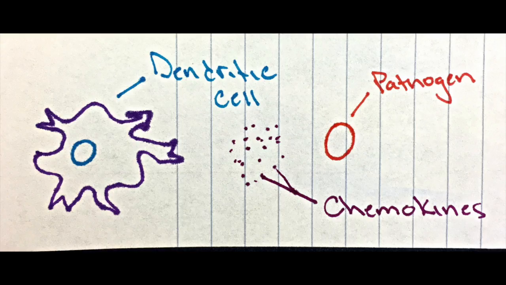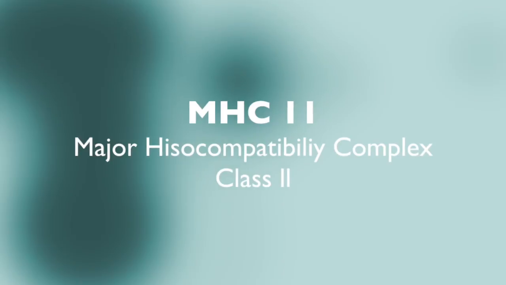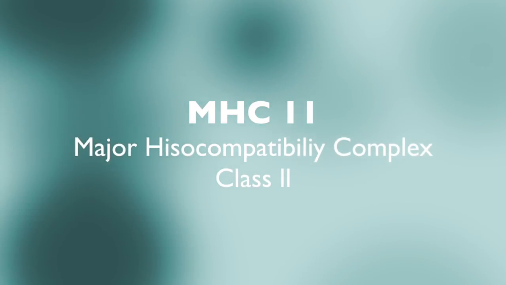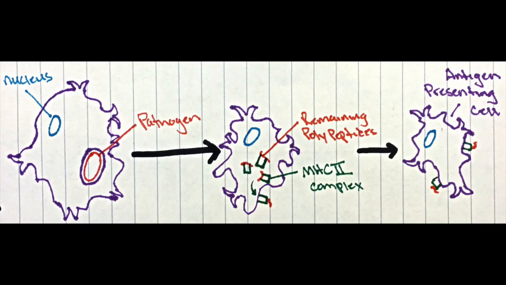A dendritic cell, a class of phagocyte which has been created through clonal selection, is drawn to an area of infection by the release of chemokines from damaged cells, bringing it into contact with the pathogen. The dendritic cell engulfs the pathogen and lyses it so that only short polypeptide chains remain. These polypeptides attach to proteins forming MHC2 complexes, which migrate to the cell membrane. The dendritic cell can then be labeled as an antigen-presenting cell.